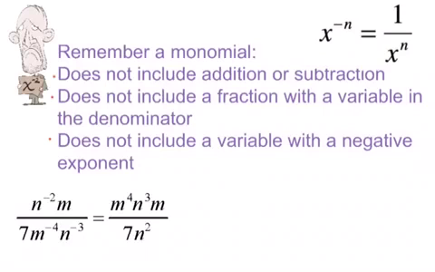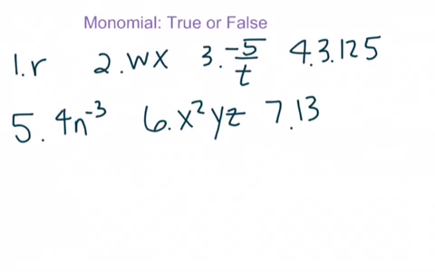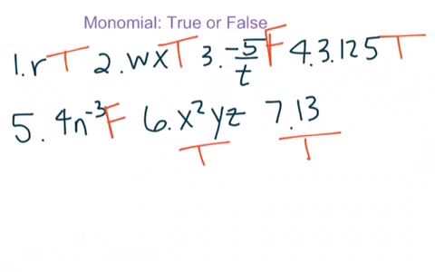So, going from here, the next page, 1 through 7, I want you to tell me if it's a monomial or if it's not. Remember, monomial, one term. So go ahead and hit pause and write down your answers for all these guys. Alrighty, so if you got the only 2 false ones were number 3 and number 5, you're correct. Number 3 is false because you cannot have a variable in your denominator. And number 5 is false because you cannot have a negative exponent.